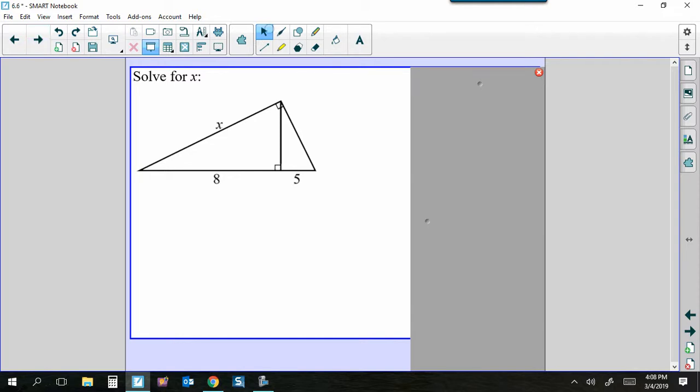which brings us to the example on your notes. I would love it if you paused and attempted this yourself.